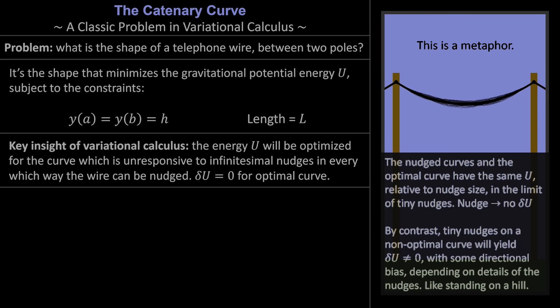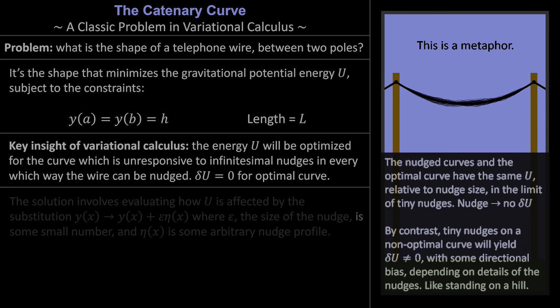When you're doing variational calculus, you can look for the optimal curve or surface or whatever by looking at the point where the variation in the variable that you're trying to minimize is zero relative to small infinitesimal nudges in every which way that the thing can be nudged. Of course, the nudges have to respect the boundary conditions of the problem. So, for example, in the case of the telephone wire, the wires are connected to the poles, and the nudges don't change where they're connected. They only change in between the boundaries. That'll be relevant later, as we'll see.